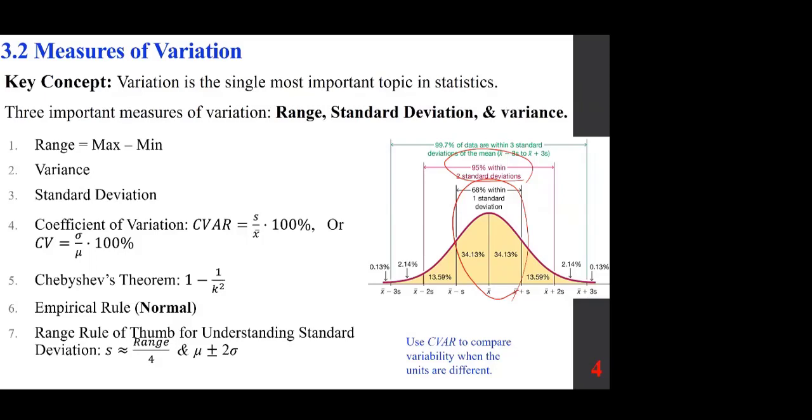We also have a range rule of thumb for understanding standard deviation, which is the range divided by 4. The reason is that normally 95% is good enough for everybody. And remember, 95% means 2 standard deviations away from the mean. So that means mu plus or minus 2 sigma, or x bar plus or minus 2S. That would be for example.